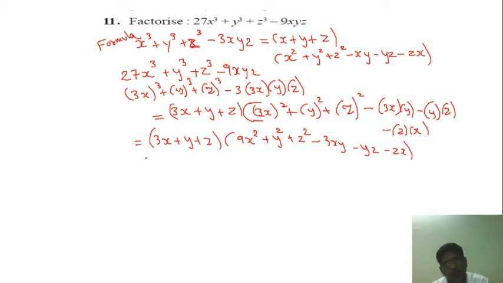So clear everyone? It is easy. First you have to remember the formula: x cube plus y cube plus z cube minus 3xyz is equal to x plus y plus z, first bracket, second bracket x square plus y square plus z square minus xy minus yz minus zx. So one question is 27x cube plus y cube plus z cube minus 9xyz. Then I first convert it into a formula, and then I write. Always remember that in the first bracket 3 terms are there, and in the second bracket 6 terms are there. It must be remembered. So all questions are easy.